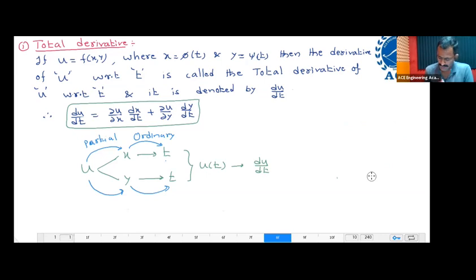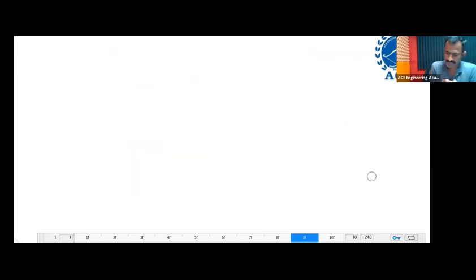Next, total differential. The previous one is total derivative only. This is total differential.